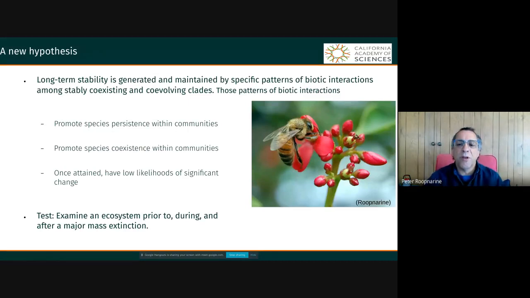So a number of years ago, not too long ago actually, we put forward a hypothesis that this type of long-term stability that characterizes ecology on the planet is generated and maintained by specific patterns of biotic interactions. And these specific patterns arise because you have lineages that are in association with each other for long periods of time.